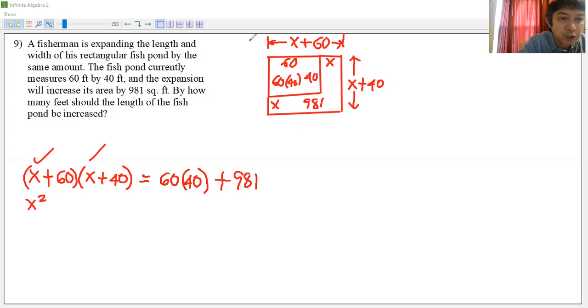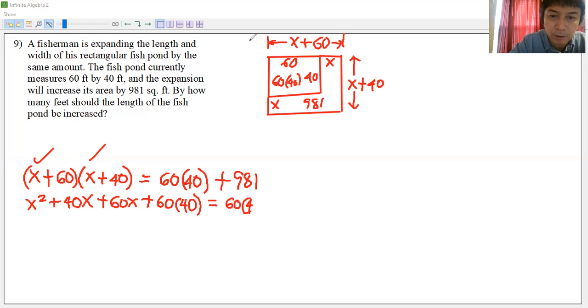And we have 60 times x and 40 times x. So first we have x squared and then 40x. And then we will now be multiplying it by the 60. That will be 60x. And then now it's the number times the number, 60 times 40, which is equal to the right side, 60 times 40 plus 981.